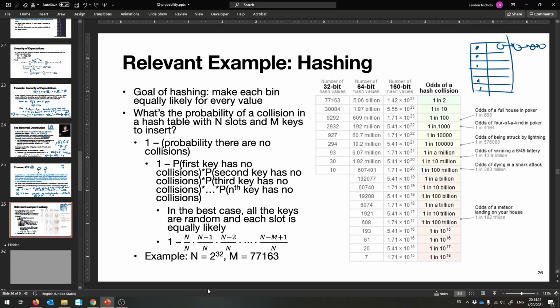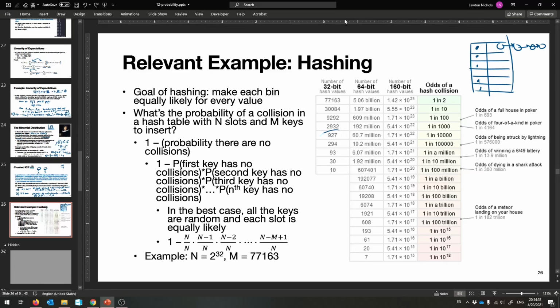And so, for example, if you had 2 to the 32 different possibilities, so you had a 32-bit hash key value, and you were inserting 77,163 keys, your odds are 1 in 2. That's your birthday paradox. You have a ton of space, we're talking billions here, and you only insert 77,000, your odds of a collision somewhere are still 1 in 2. And this gets a bit more fancy when you have 64-bit hash values, 160 bits for a key. Please take a while to look at this fun little table.